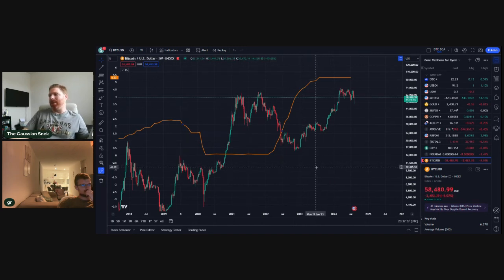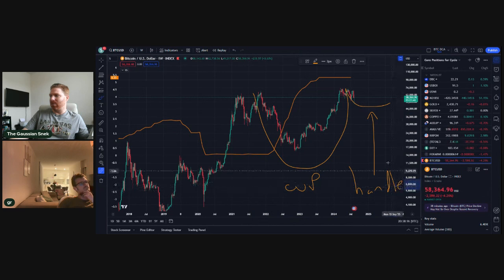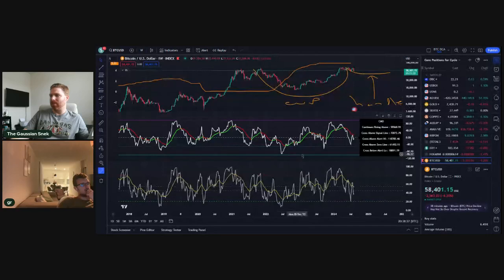But yeah, I don't know. I guess a point for the bulls is that this formation right here is like a cup and handle. And so here's your cup, and then this potentially could turn into a handle. And so, see what weekly RSI. Yeah, that was what we were looking at earlier. It does look bullish right now.